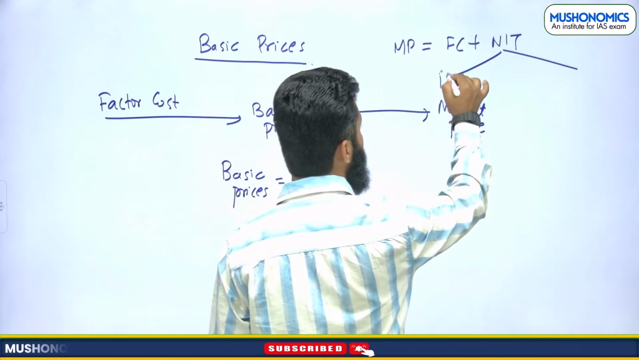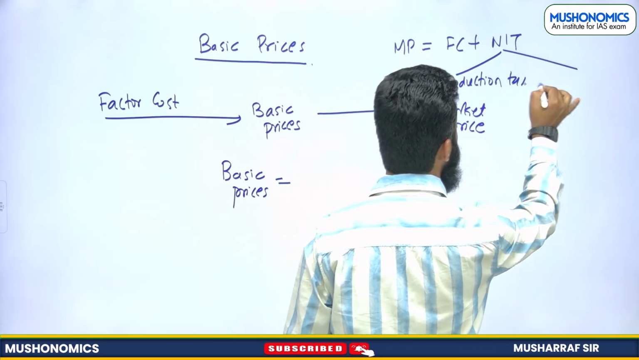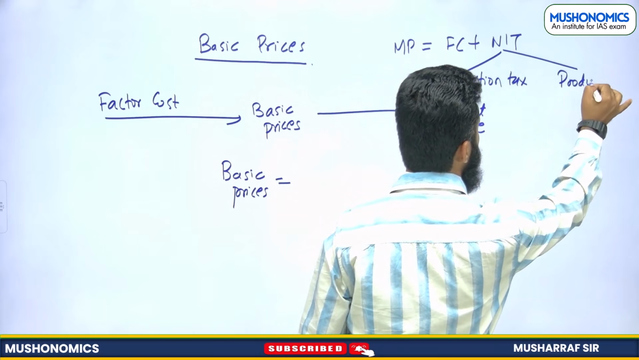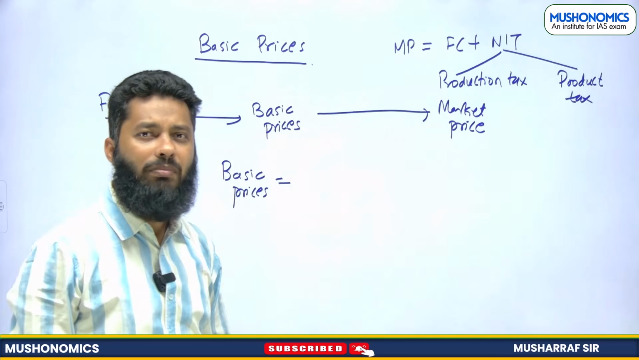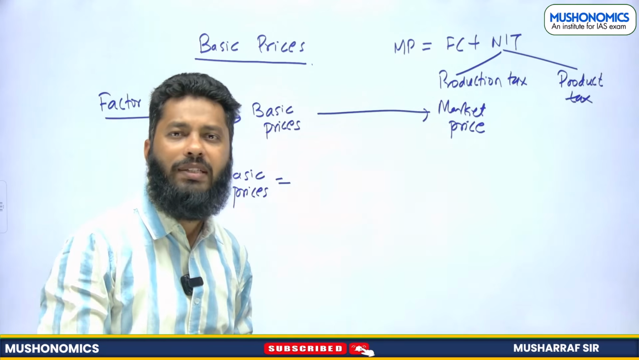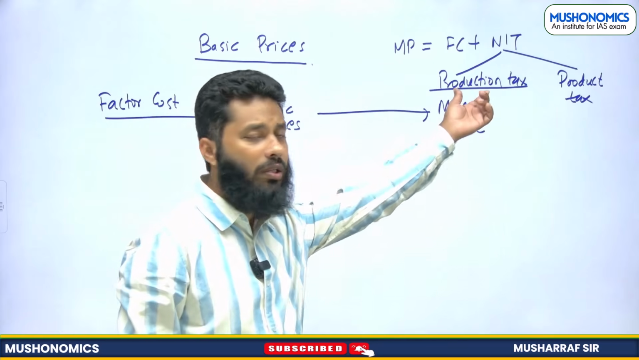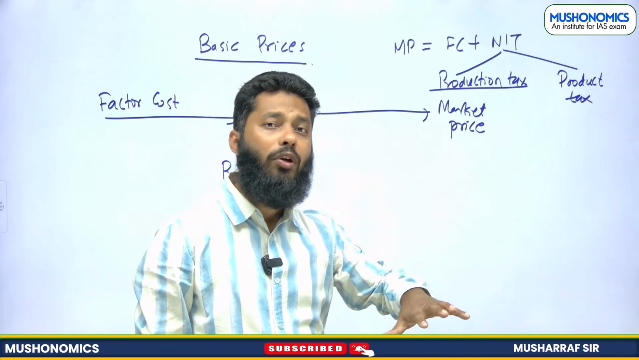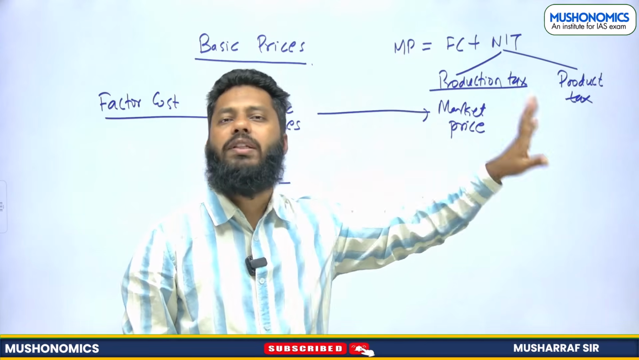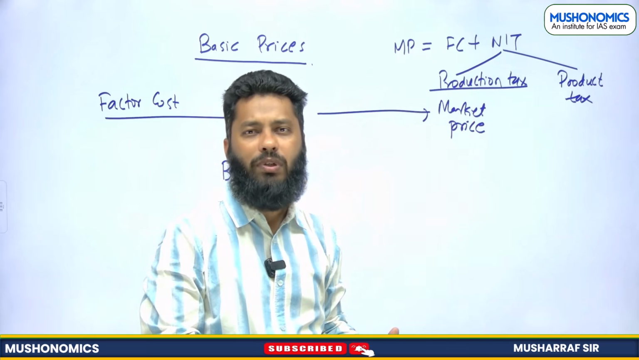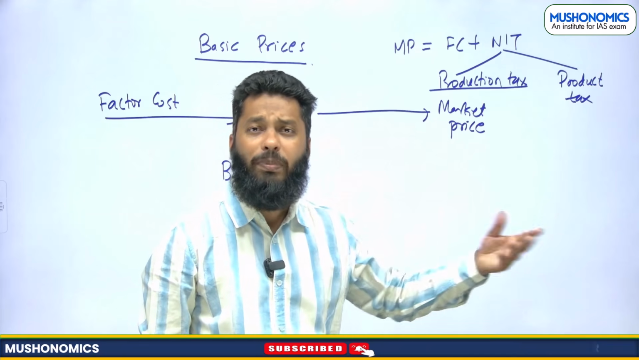One is known as production tax and the other is known as product tax. Production tax and product tax. Now please understand, what is the difference between production tax and product tax? When we say production tax, it is not applied on the volume of the production that we are doing. No, it is associated with the production activity. For example, the excise duty that we pay on land, right? So whether you are doing any production or not, you have to pay that much tax.